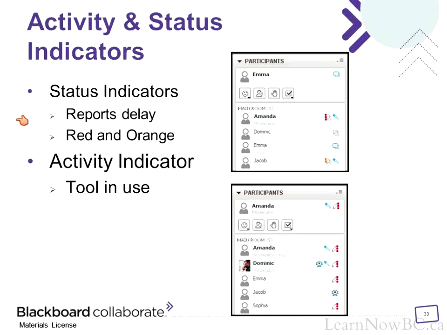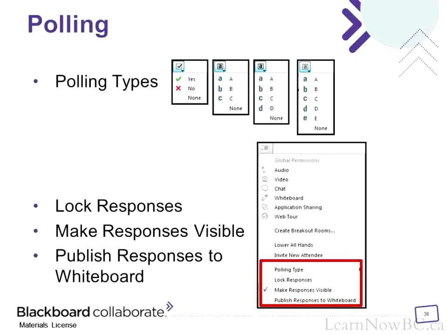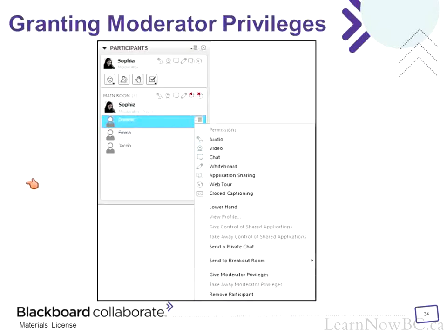Okay. Any questions about the status indicators or the activity indicators? Give me a green check mark if you're good with that information, or a red X if you have a question. All right, I see no red X's, so we're going to move on and learn about polling. So polling, you've already done a great job using those polling tools, but I want you to see that they can actually be changed to an ABCD option. So now that you know how to be a moderator, let me go back. I want you all to go ahead and demote yourself. So click on your own name.